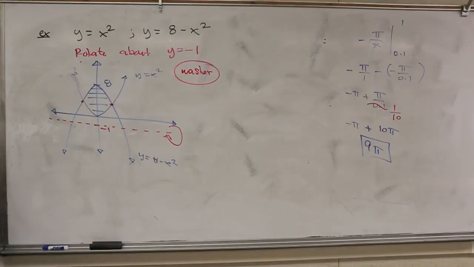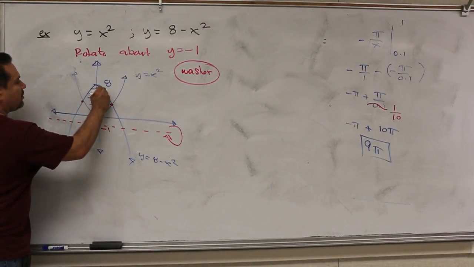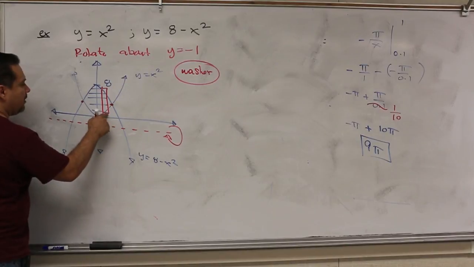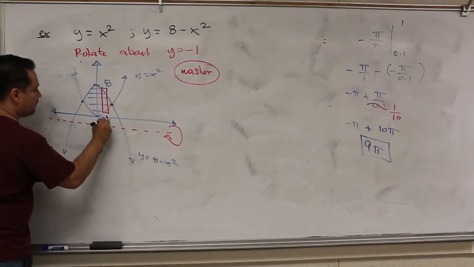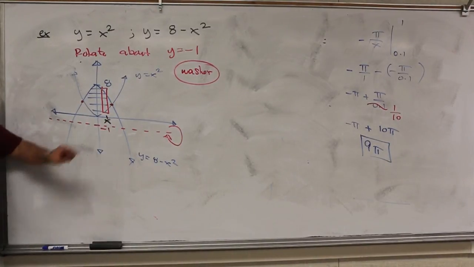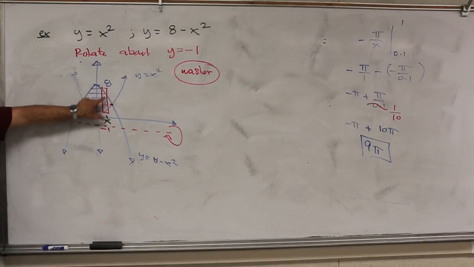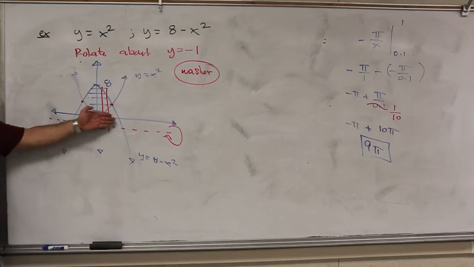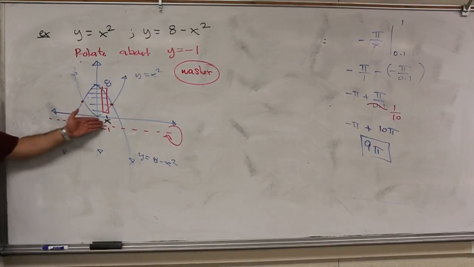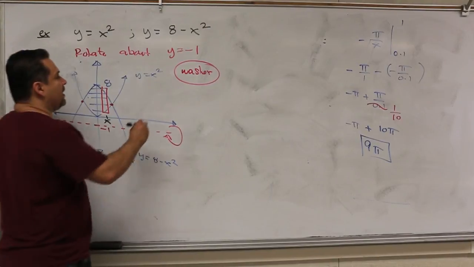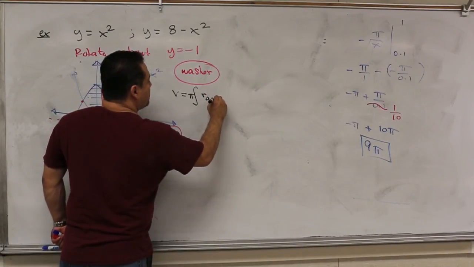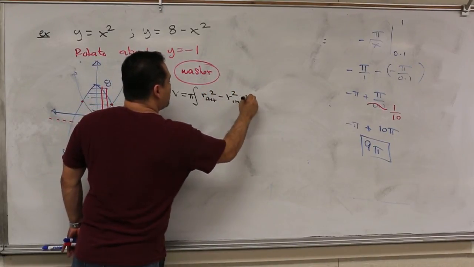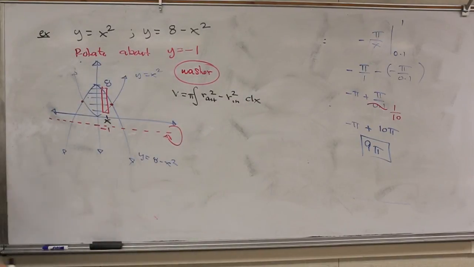You say, well, why is it a washer? Because if I take, it doesn't matter, I'll take a horizontal strip that's right here. Okay? So for some value of x, right here, I take that strip and I rotate this about y is negative 1. Don't you have that hollowed region right inside here? So that makes it a washer. So if that's the case, our volume will be the integral, I got my pi, r outer squared minus r inner squared, top radius, large radius, minus bottom radius.